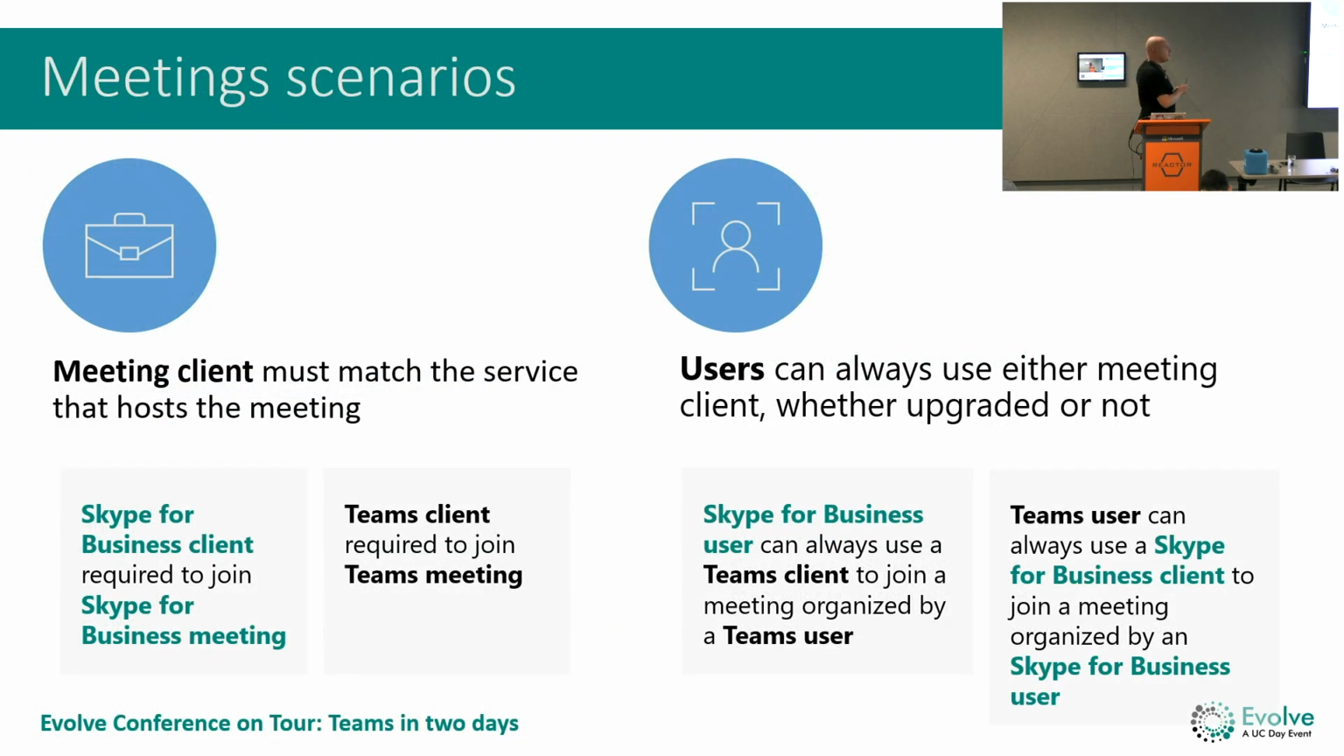And this is the key part of it: what we're not going to do is join a Skype meeting using the Teams client. We can dial into a meeting if it's got an audio conferencing number that we can use. But in general, the meeting client has to match the service that hosts the meeting. So the Skype for Business client will always be used to join Skype for Business meetings and escalated multi-party chats with people on Skype for Business. And we'll always use that Teams client to join the Teams meetings.